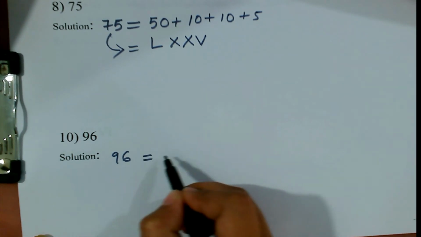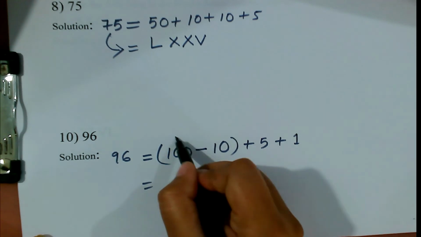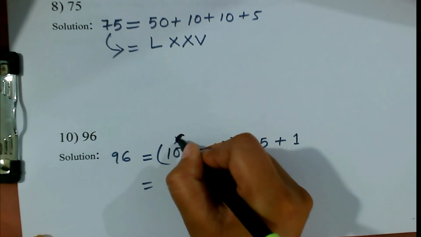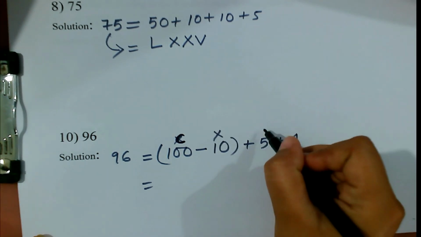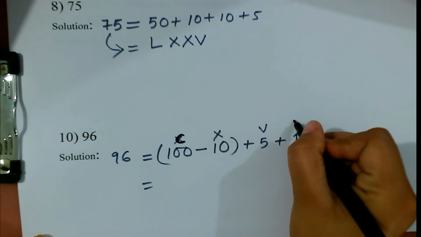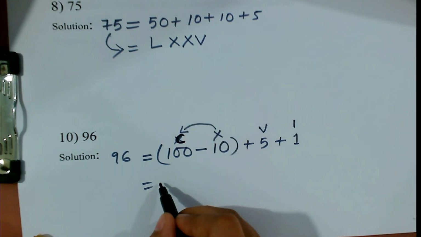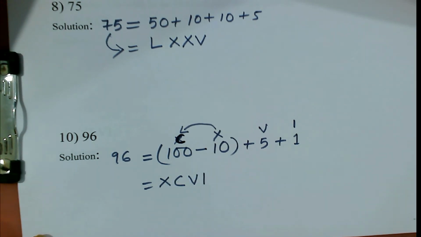96 can be written as 100 minus 10. 100 is C, 10 is X, 5 is V, and then 1 is I. So this one will change its position. X, C, V, I. XCVI is 96.